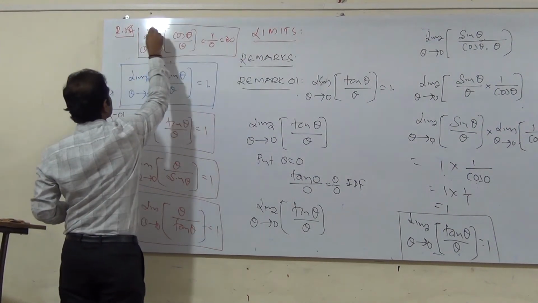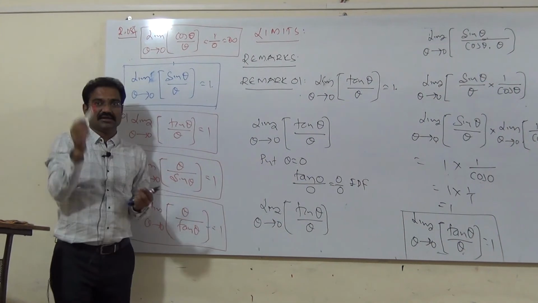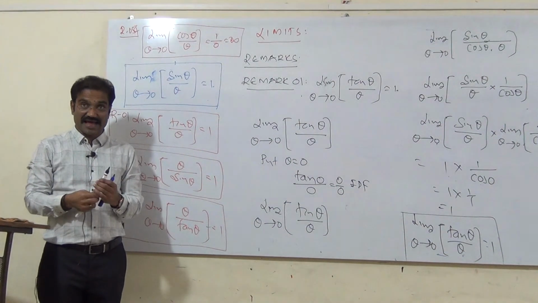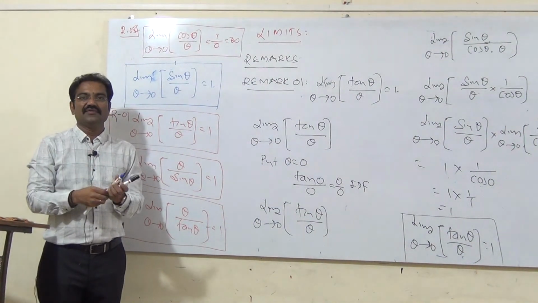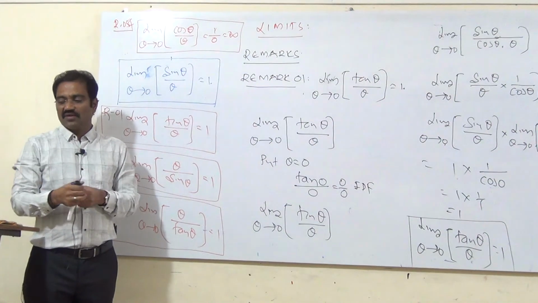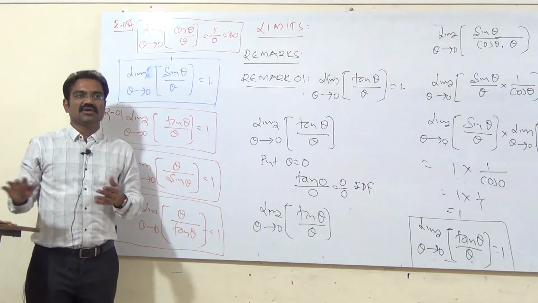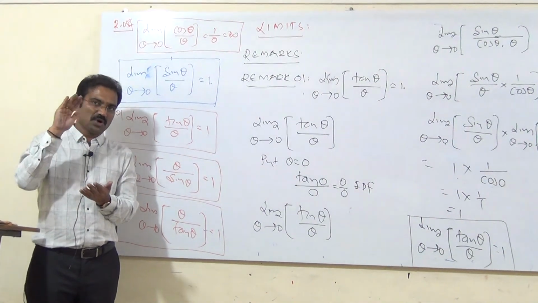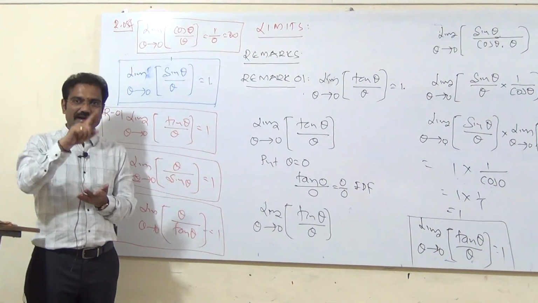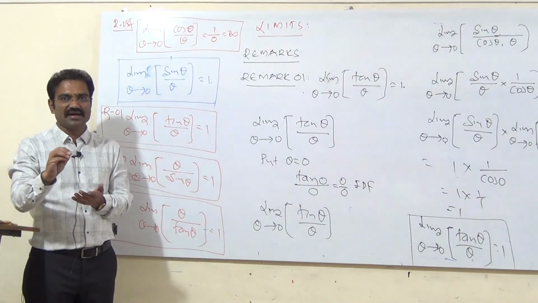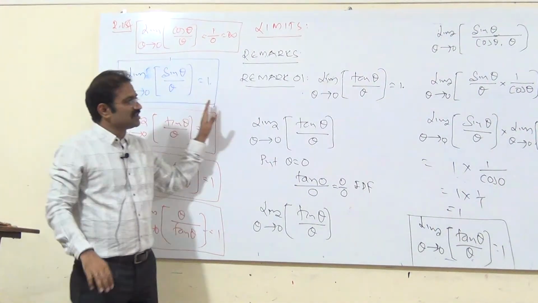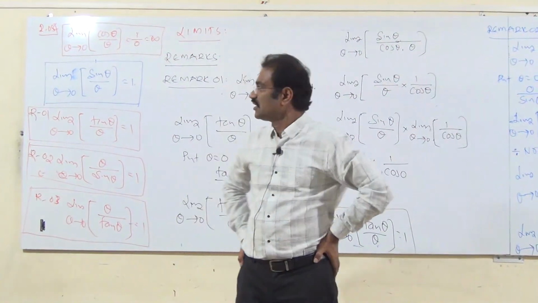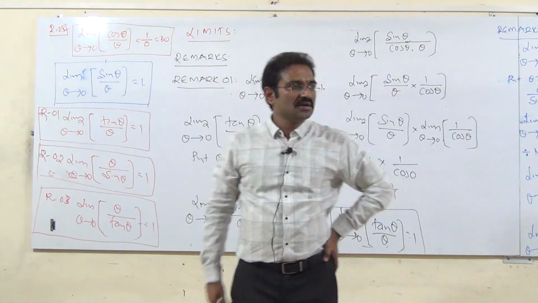1 by 0 is also how much? Infinity. Infinity is also an abstract quantity. We use that one in our mathematics. It has a meaning. Infinity means 1 divided by 0. If you get a 1 by 0, that is called infinity, it is okay. But we should not get 0 by 0. That is our main condition. So these are all the remarks. In this way, we solve the problems.